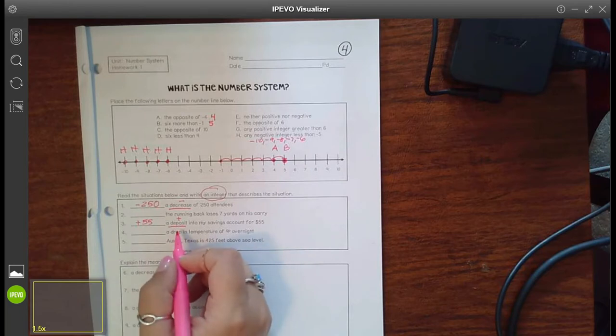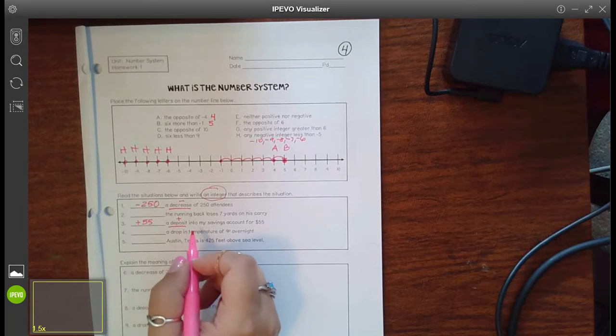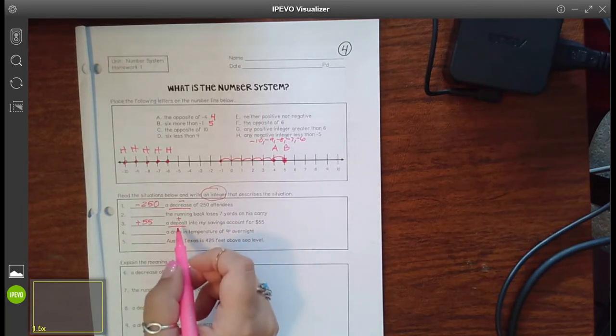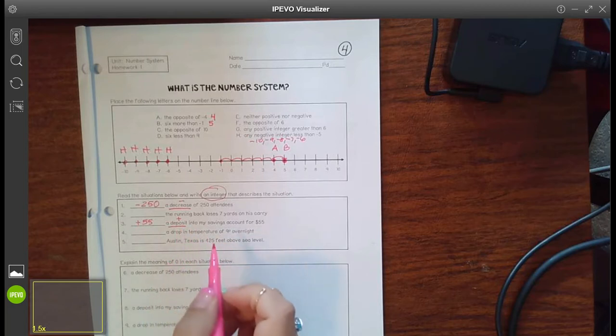Okay? By the way, throwing it out there, what's the word for representing a decrease in your savings account? Anyone know? It's a withdrawal. If you take out a withdrawal, that would be a negative one. All right. Okay, go ahead and finish that section.